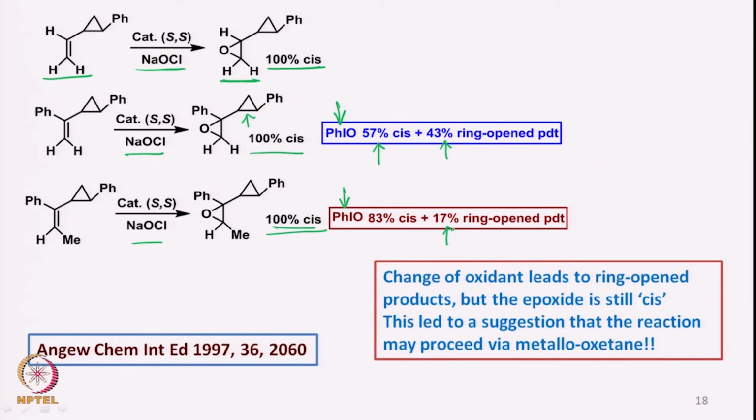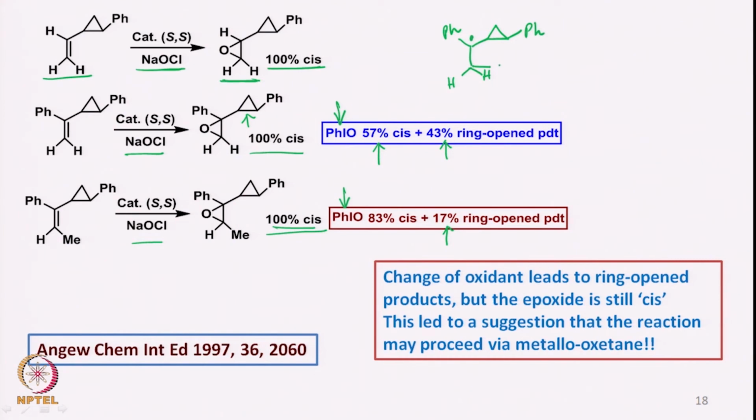So how is it expected that the cyclopropane ring will open? It is only possible if there is a possibility of cyclopropane opening through a radical intermediate. So we can expect, supposing this is the case, then if we put a phenyl group here, then this intermediate has to come somehow of this kind.